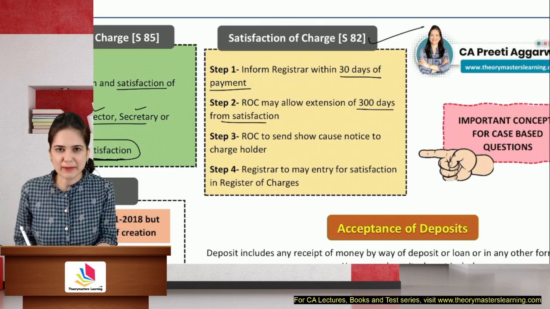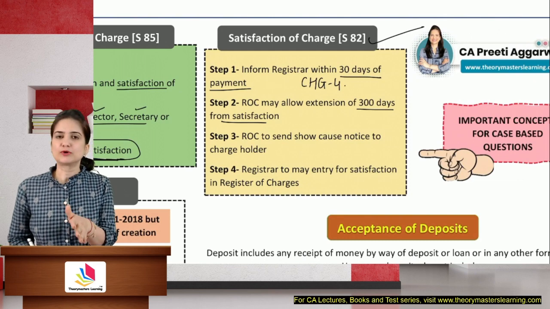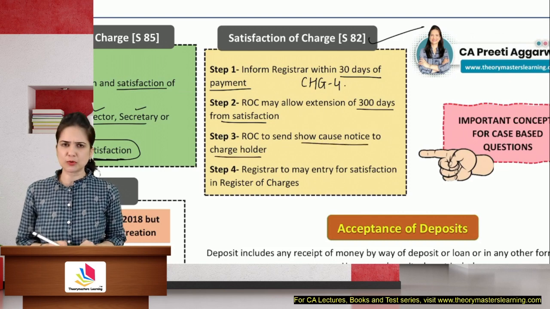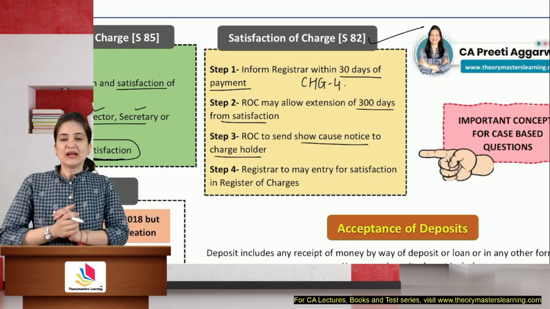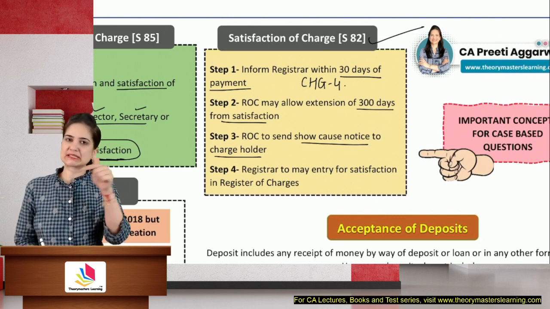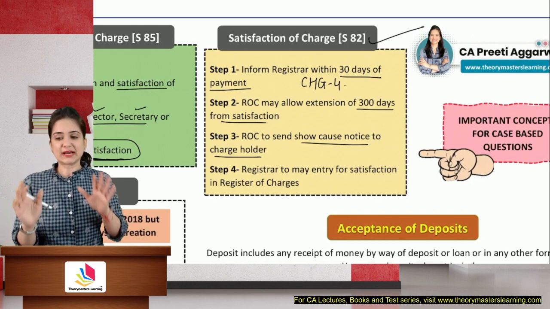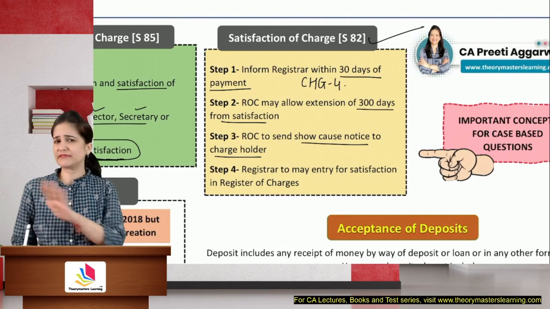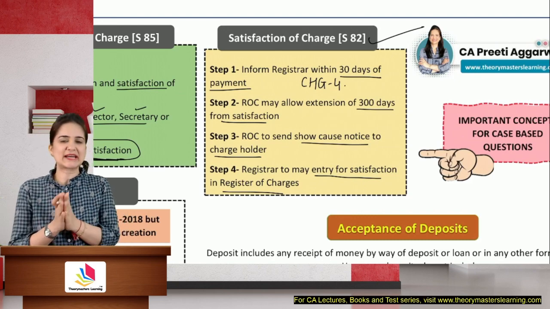In case you fail to inform them about the satisfaction, you need to inform them by filing form CHG4. And if you fail to do so, then they will allow you to file within 300 days from satisfaction. The ROC will then send a show cause notice to the charge holder, confirming whether the charge has actually been paid, whether your debt has been paid. Is the asset free now? The show cause notice will not be sent when the charge holder has signed that CHG4, because it means that he is giving his consent that yes, the charge is satisfied. Otherwise, we will have to send him a show cause notice: confirm whether you have actually received that money. Otherwise, do you have any reason to object? If yes, then tell us now. Otherwise, we will satisfy the charge. The registrar will make an entry for satisfaction in the register of charges. So the registrar will now satisfy the charge and that will finally be closed.